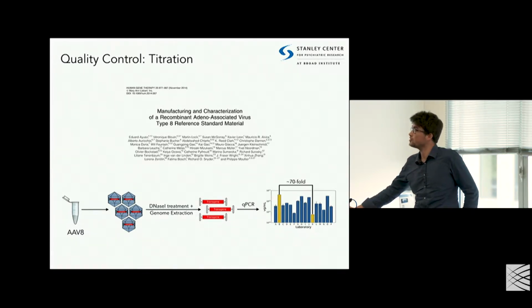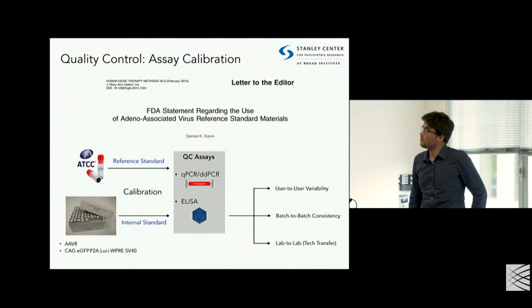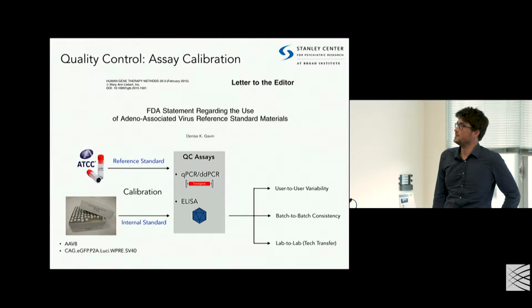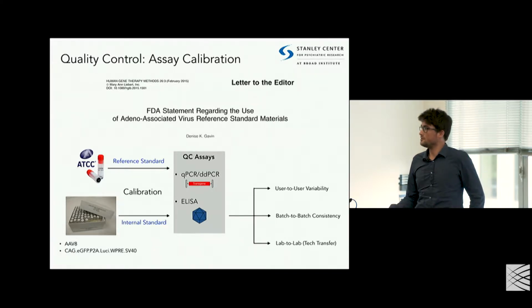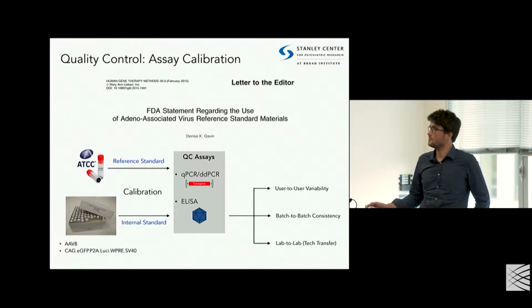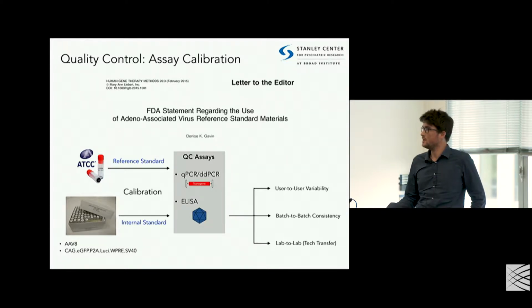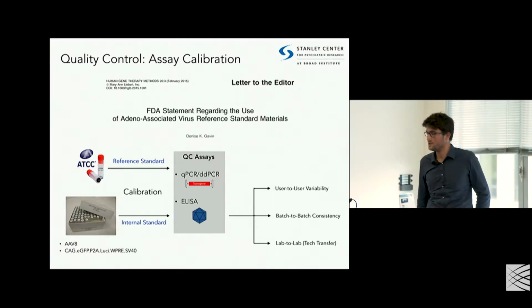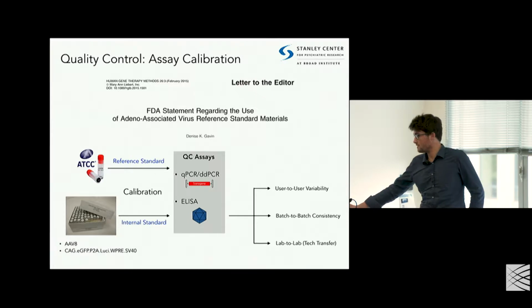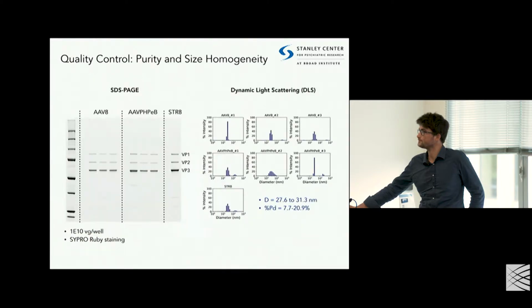is kind of challenging. So to overcome that issue, what we did was follow the FDA recommendation, which consists of using reference standard material that you can order from ATCC. You produce your own prep and calibrate all your quality control assays using that reference standard material. You can then use that calibrated standard, available at the lab, to assess user-to-user variability, batch-to-batch consistency, and try to reproduce your experiments as well as possible between the different laboratories that are working on the same project.